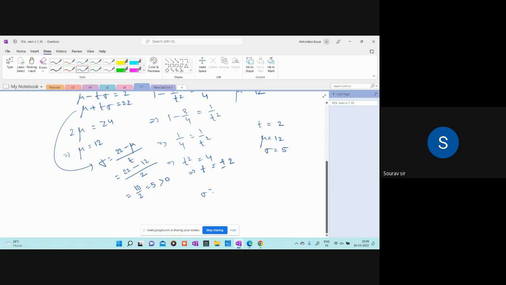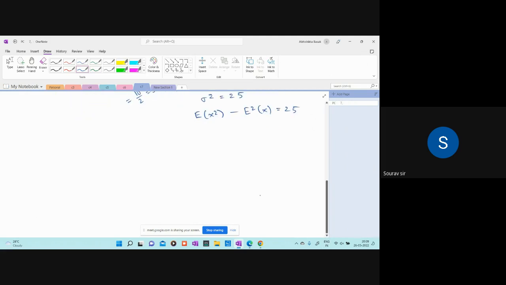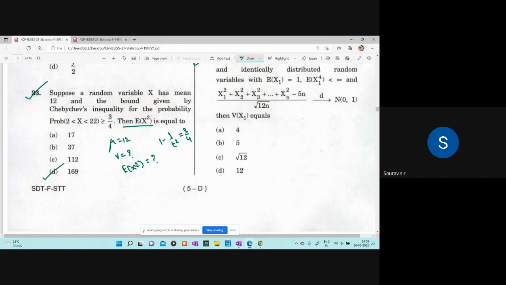So sigma square equals 25, then expectation of x square minus E square of x equals 25. And what is my E square of x? It is nothing but mu square. That is, expectation of x square equals 25 plus 12 square, that is 25 plus 144, that is 169. So the answer is D.